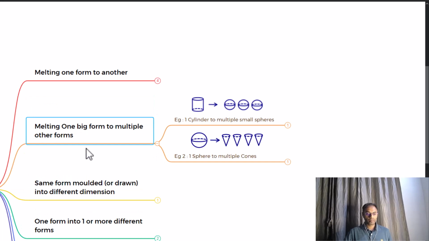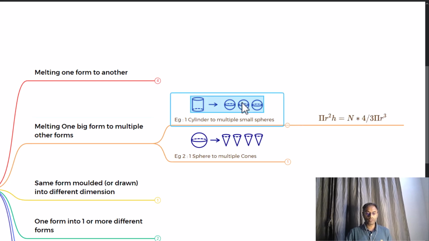Then there's another one where melting one big form to multiple other forms. So we might have a cylinder of certain volume, and that is melted, and we are coming up with multiple small balls which are spherical in shape. So how many such balls or how many such spherical shapes can be formed from the cylinder? Again, we are only going to equate the formula here. We are going to have the formula for cylinder, which is pi r square h, and we are going to have the formula for the sphere, which is 4 by 3 pi r cube.